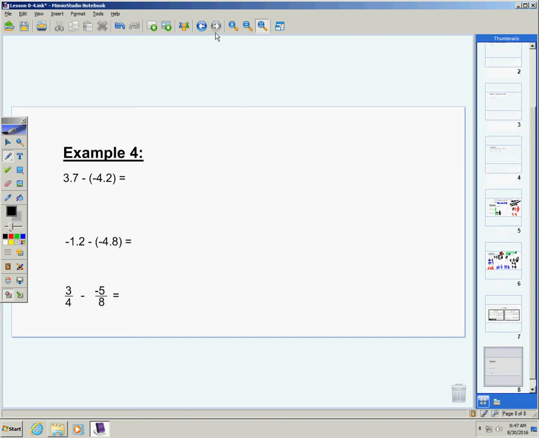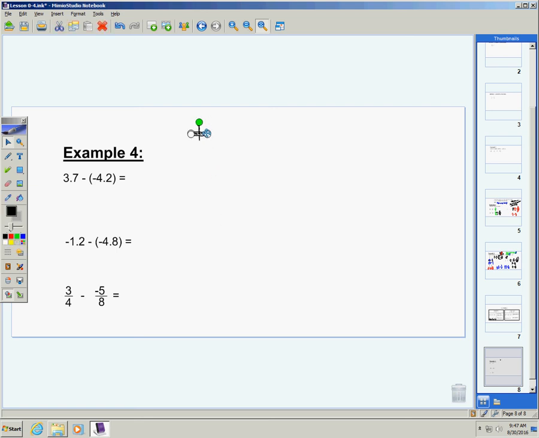So looking here, we have just some addition and subtraction problems. Here I've got 3.7 minus negative 4.2. If you ever subtract a negative, so we talked about adding a negative is the same thing as subtracting a positive. Subtracting a negative is just addition. These two minus signs, so I want you to think about, we've got these two minus signs. What they're going to do, we're going to combine them into a plus sign.